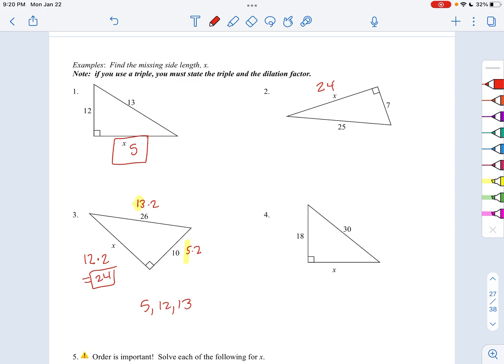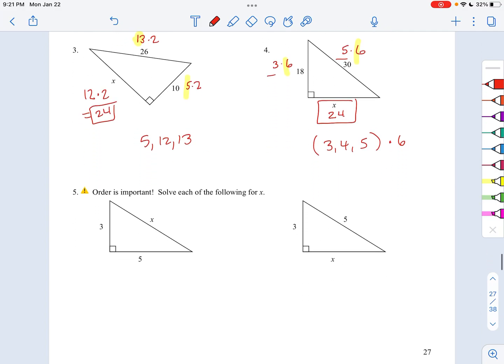All right, over here, I'm thinking the same thing. I don't see any triples that have a hypotenuse length of 30. But if I think about this, 30 divides nicely by 6. So I'm going to say that's 5 times 6. 18 is 3 times 6. So there's a scale factor of 6. Do we know of any triple that has a 3 and a 5? Definitely, we have a triple 3, 4, 5. So now I just need to scale that entire thing by 6. So 3 times 6 was 18. 4 times 6 is 24. 5 times 6 was 30.